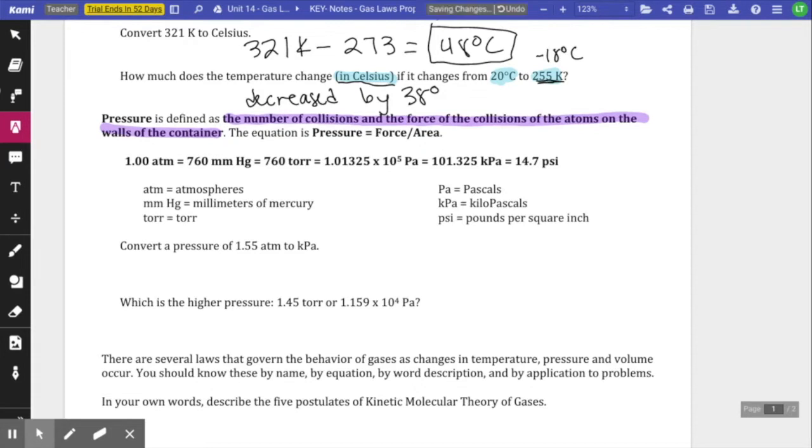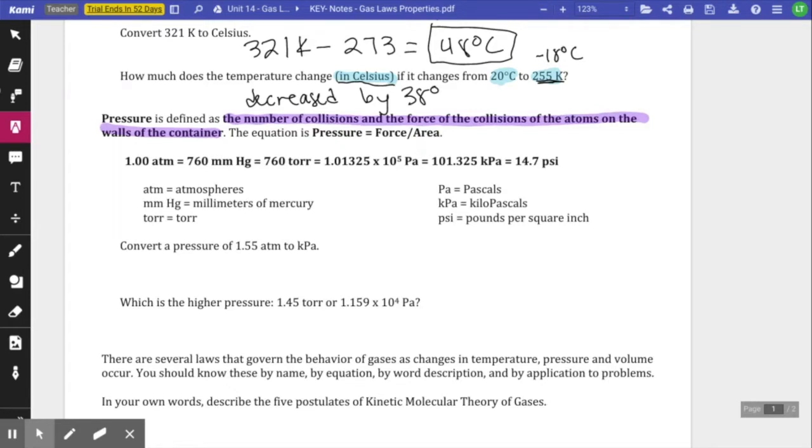Right, so the equation for pressure is force divided by area. Basically, in gases, we are looking for how many gas particles are hitting the walls of my container and how hard they are hitting it. Typically that has to do with how fast the gas molecules are going. The faster they go, the harder they hit the wall. So that's what we're looking for in gases.